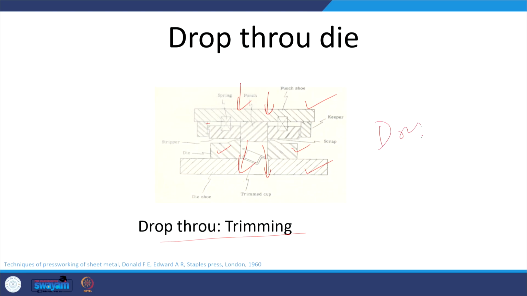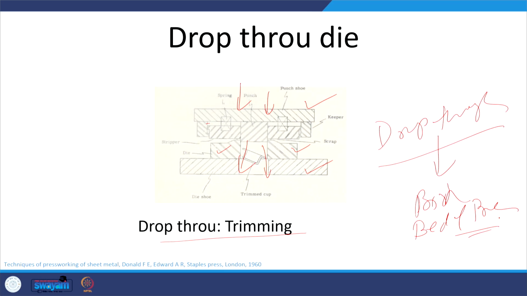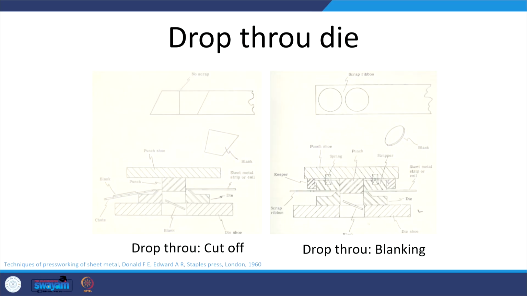So, drop through die means the processed part will be falling down either into the bin or into the bed of the press, and from there the things are cleared. So, in case of the drop through trimming, basically the trimmed part will be falling down, and from there it is collected.